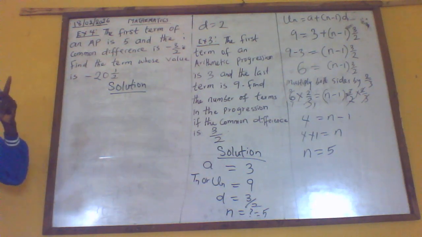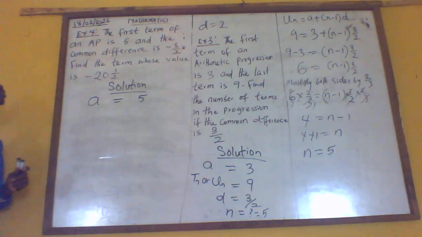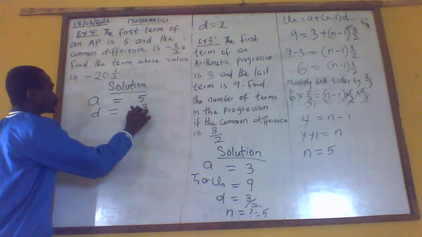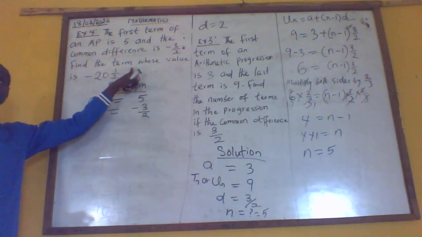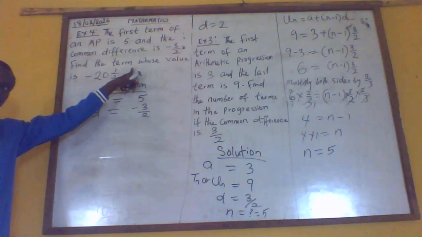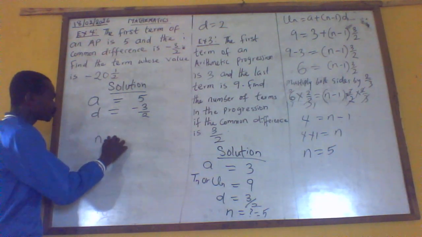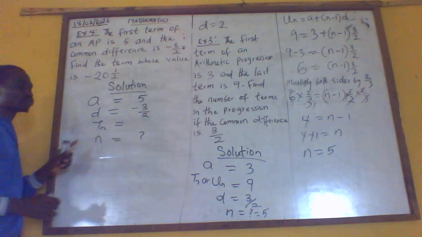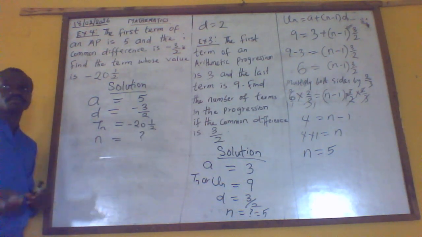Our first term, which we denote as A, is what? 5. Good. The common difference, which we denote with the letter D, is what? Minus 3 over 2. Very good. Now, we have to find the position of the term. We denote the position of the term with the letter N. Good. So we have to find N, because the value of Tn is what? Minus 20 and 1 over 2. Can you see it now?